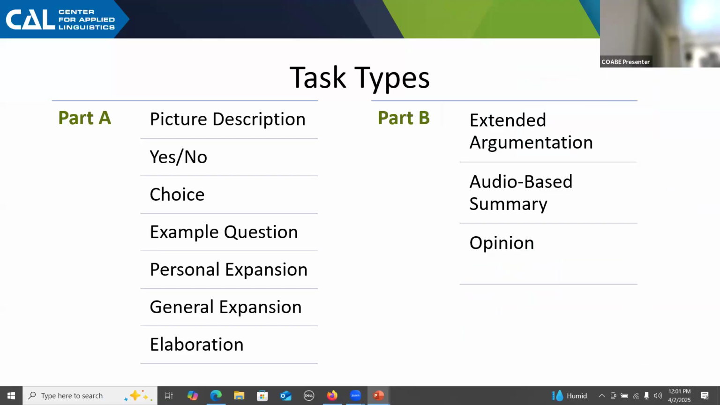Task types. So part A includes picture description, yes, no questions, choice, example question, personal expansion, general expansion, and elaboration. I believe this is very similar to Best Plus 2.0, basically the same. Yep, okay. Part B has extended argumentation, audio-based summary, and opinion.